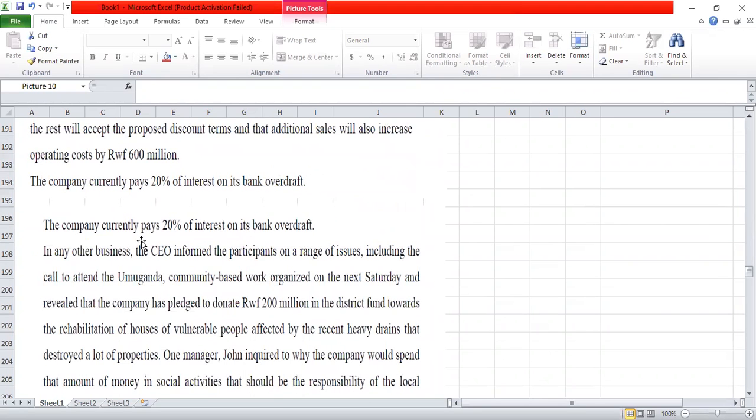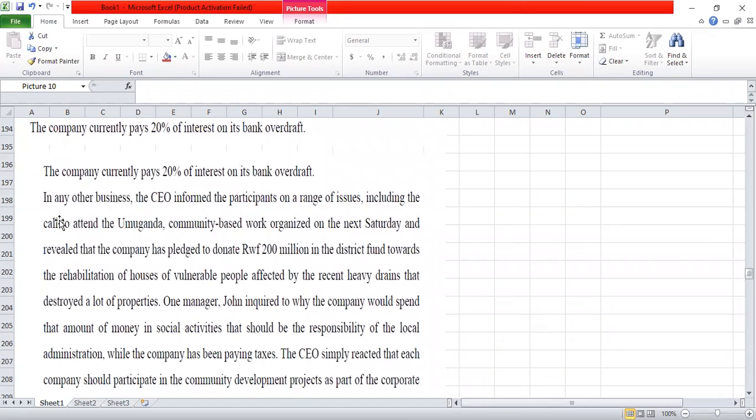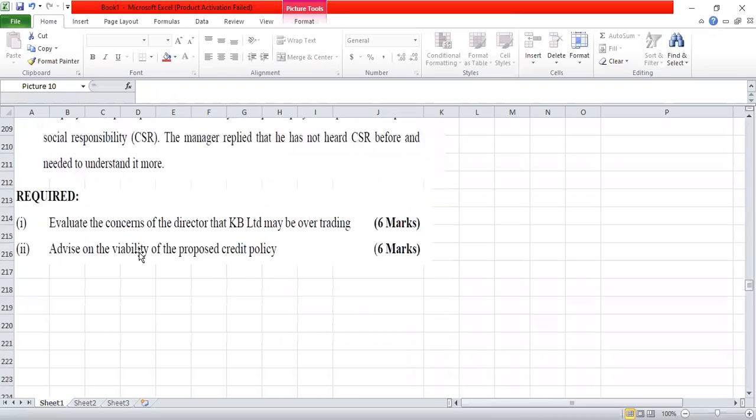I think this is a repetition. In other business, the CEO informed the participants on a range of issues, including a call to attend the Muganda community-based work organized on the next Saturday, and that the company has pledged to pay this. This is a different part.